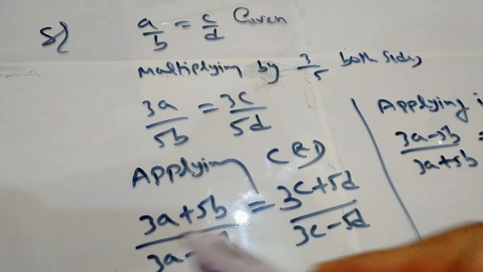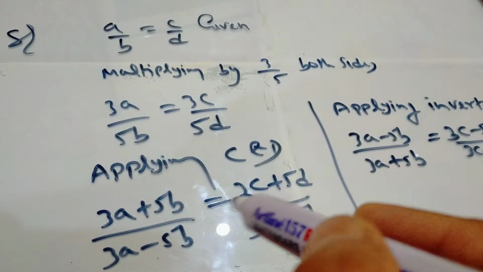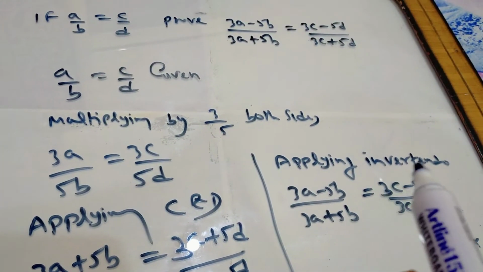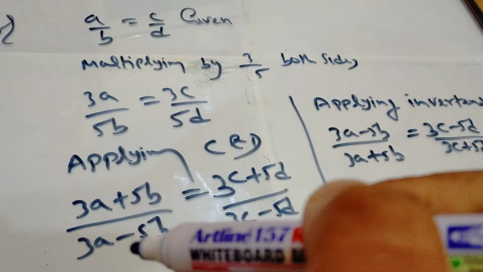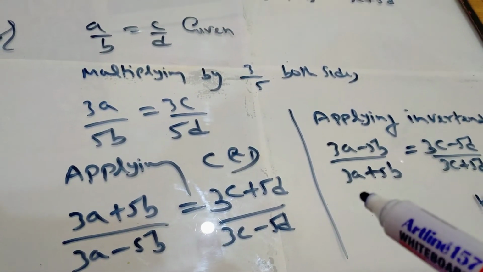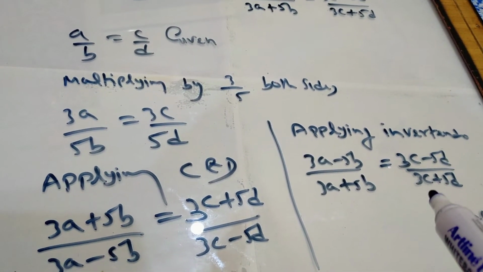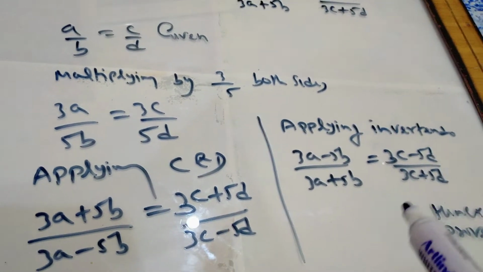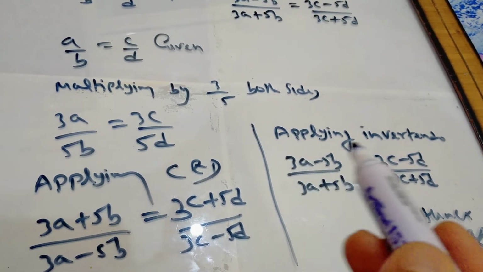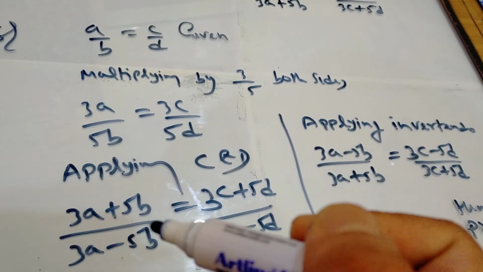Now you see, this we have received, but this is not a proof. So one more property we have to apply. This is called invertendo. Invertendo means you are just going to reverse this proportion. So 3A plus 5B upon 3A minus 5B is equal to 3C plus 5D upon 3C minus 5D, and that we have to prove, hence proved. So you should remember, invertendo means you are going to reverse the proportion.